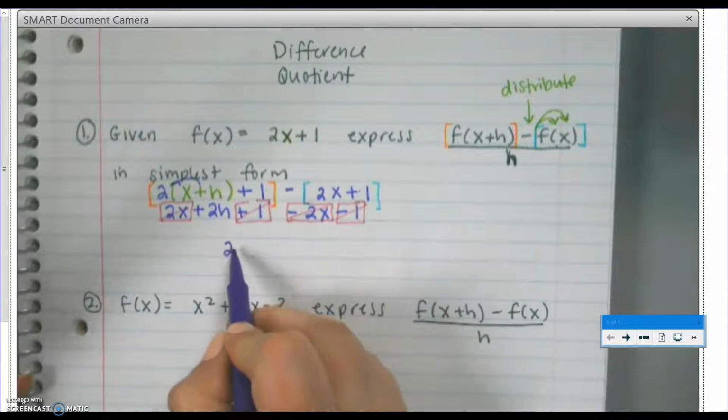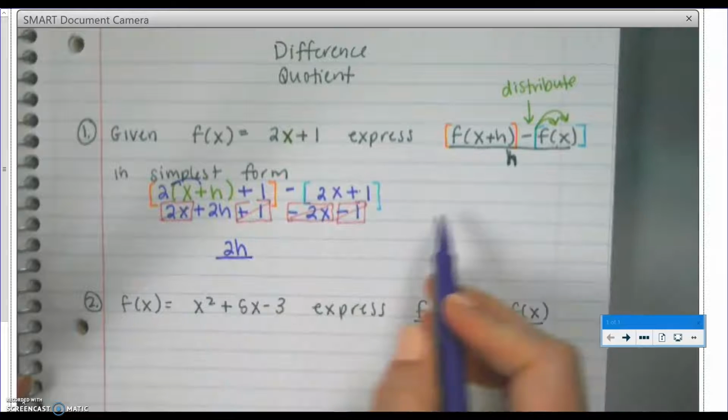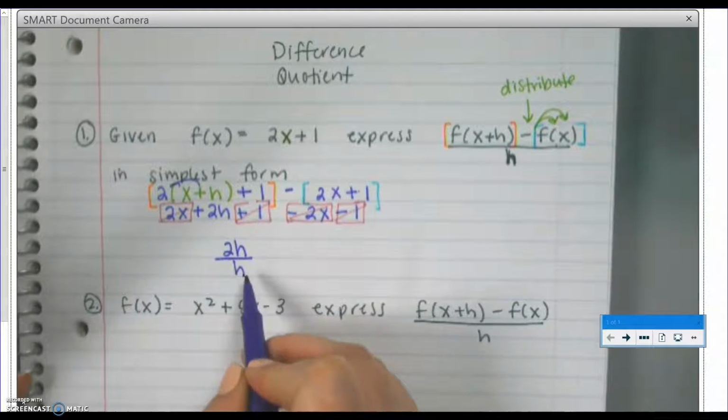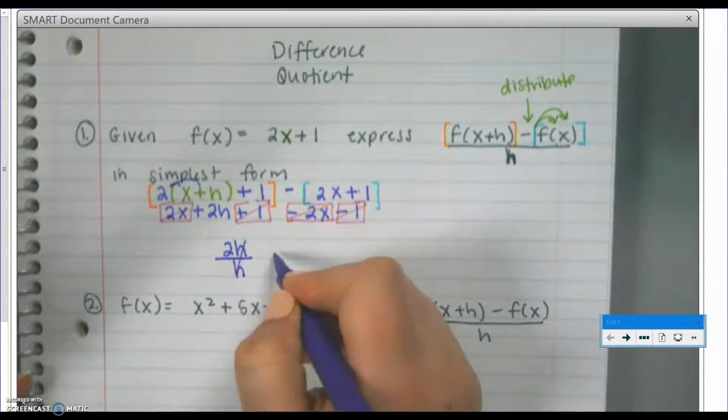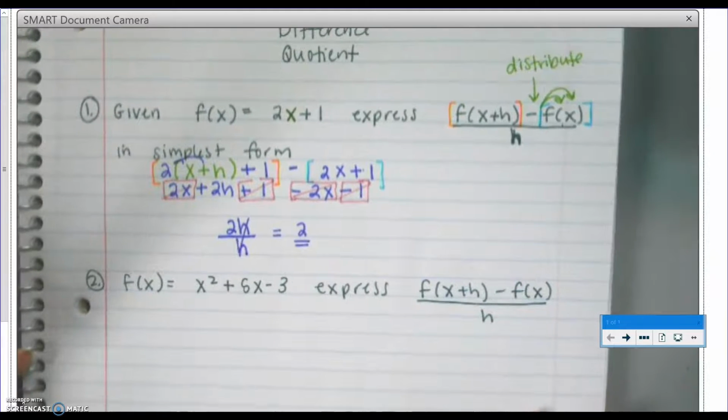So here's where I go ahead and now write it as a fraction. That's my numerator divided by h. And you can see the h's will cancel. So my final simplified version is just 2.